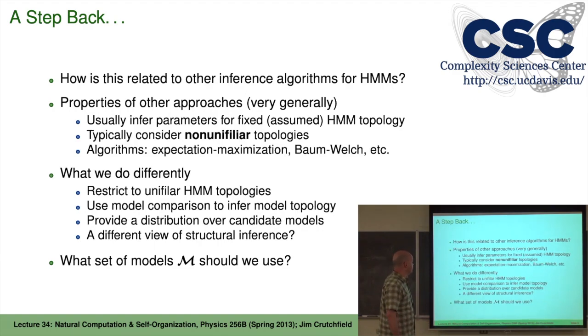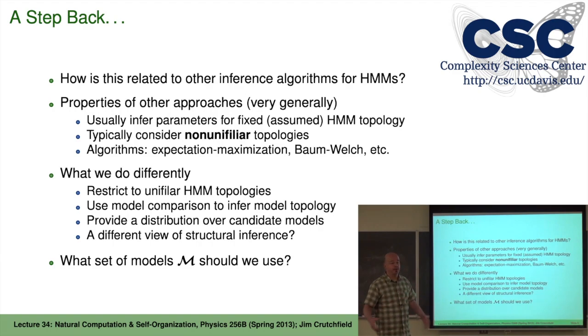And so what we're going to do differently is, because we're interested in epsilon machines and epsilon machine-like things, we're restricting to unifilar hidden Markov models. So we're going to only consider those types, and we're going to use model comparison to infer topology. So we'll have a whole set of them. In this case, we'll be looking at, in most of the examples, on the order of 1,400 topologies, and say, given a data set, which of these is the most likely? And we'll provide a distribution.